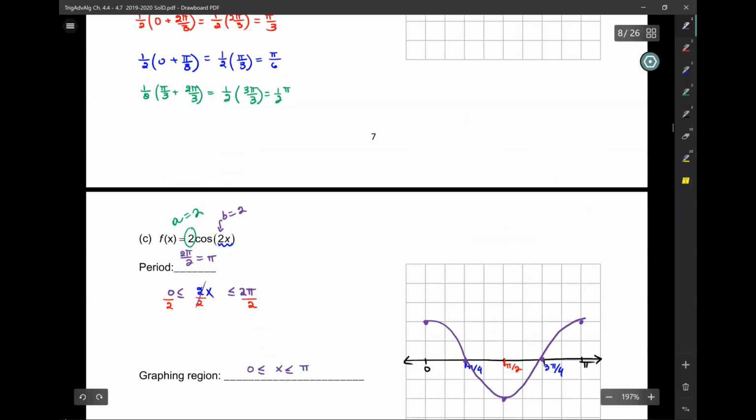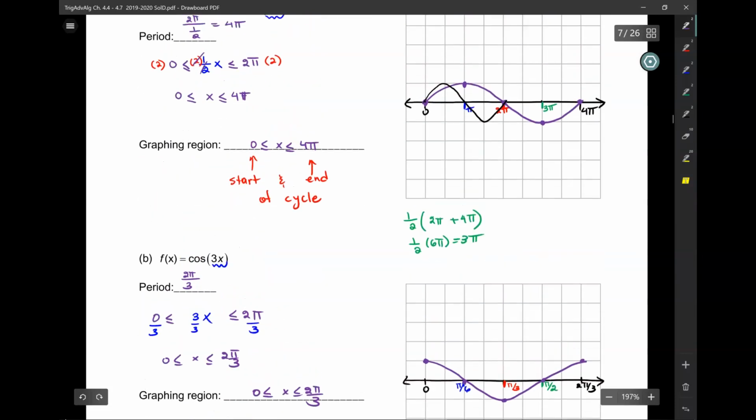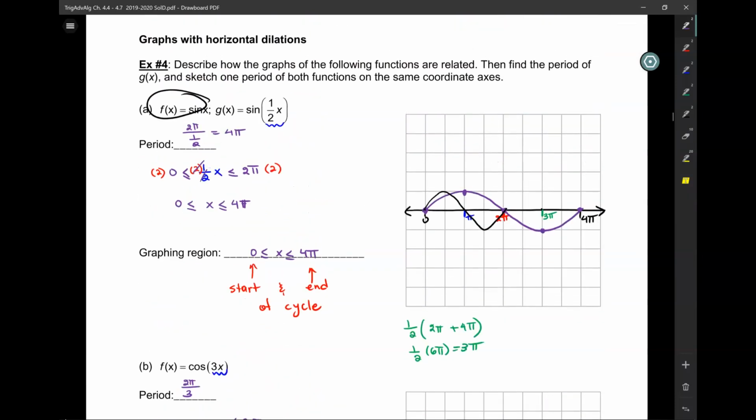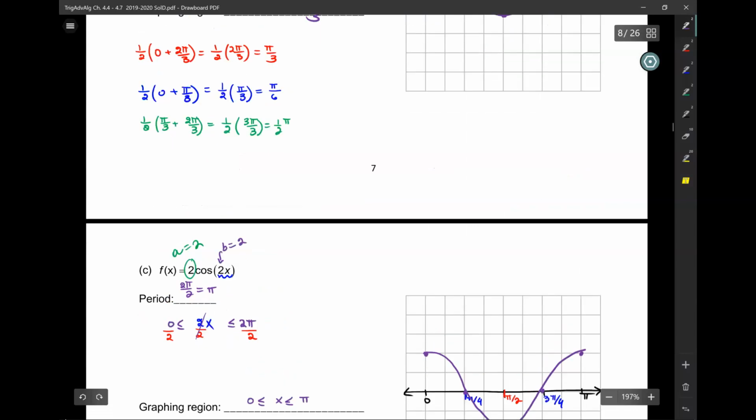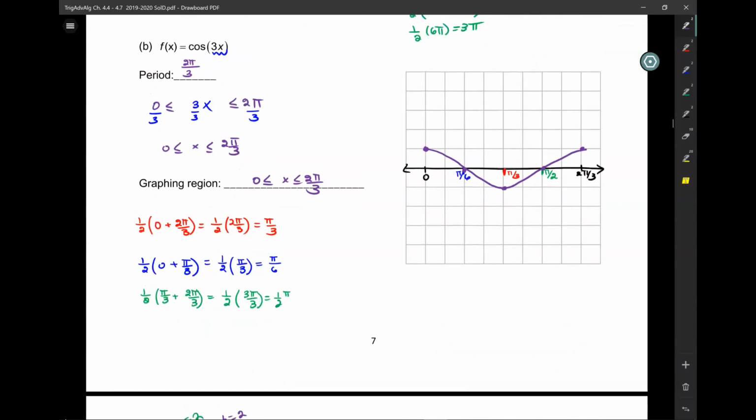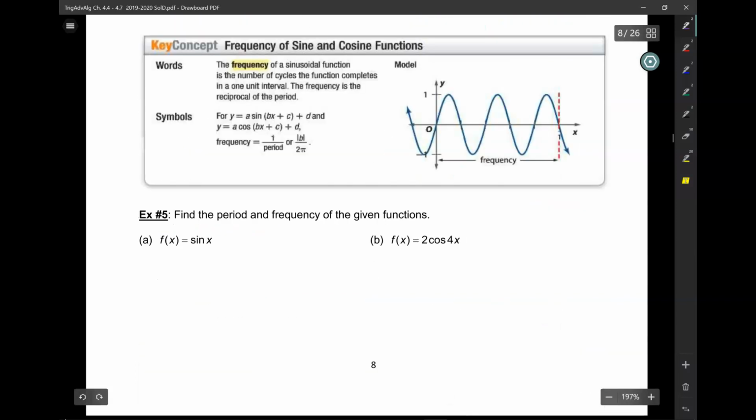Okay. For every one of these, look at this first one. How many units is it from the beginning to the end? From 0 to 4 pi, how many units? 4 pi, right? What's the period? 4 pi. All right? So make sure that all those connect. So look at this one. It starts at 0, finishes at 2 pi over 3. So that length is 2 pi over 3. Is that what we got for the period? Yes, it is.